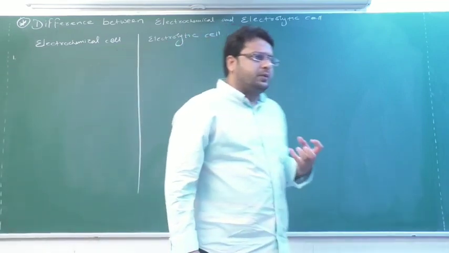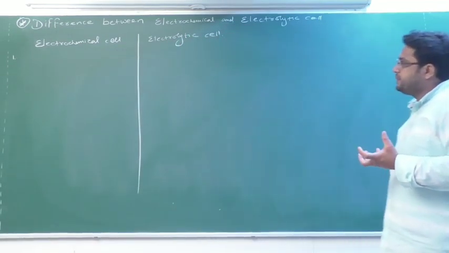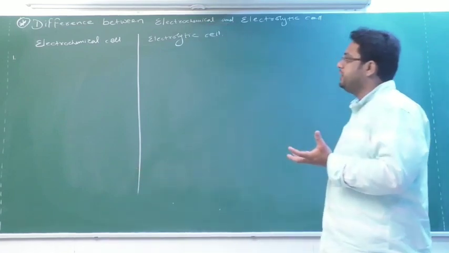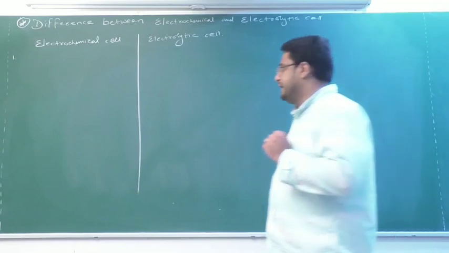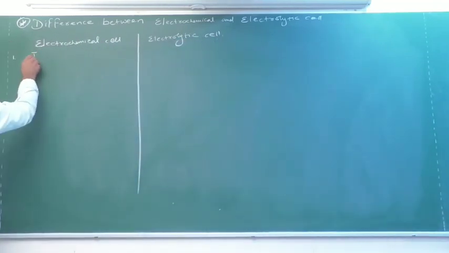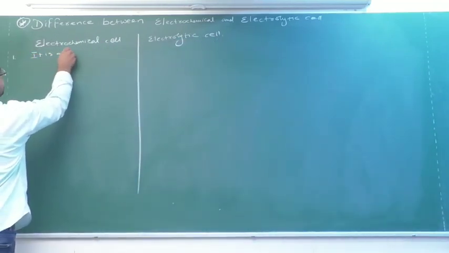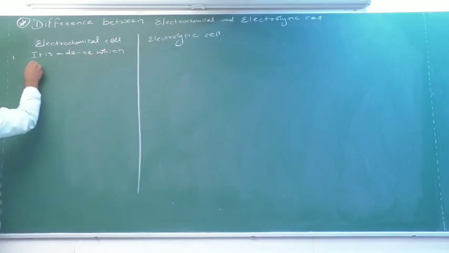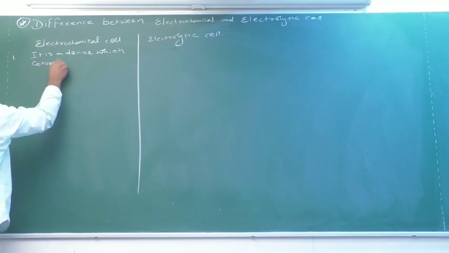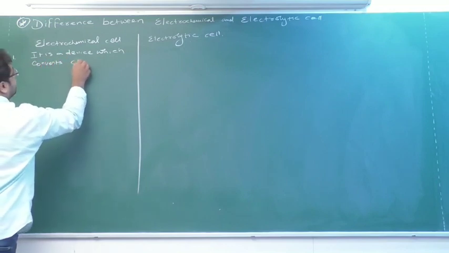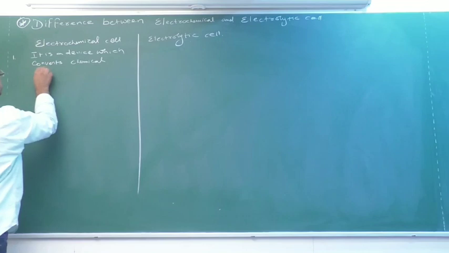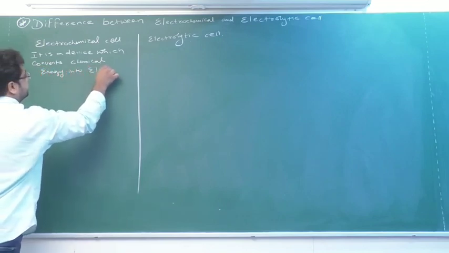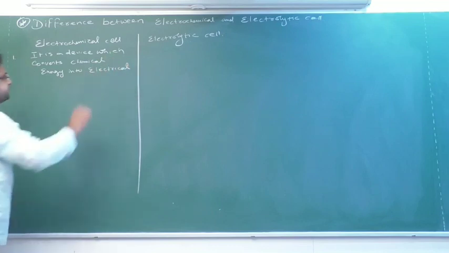Always give the principle as the first point. You know what the principle of the electrochemical cell is? We have seen that it converts chemical energy into electrical energy. So we will write here: it is a device which converts chemical energy into electric energy. You can write along with me.